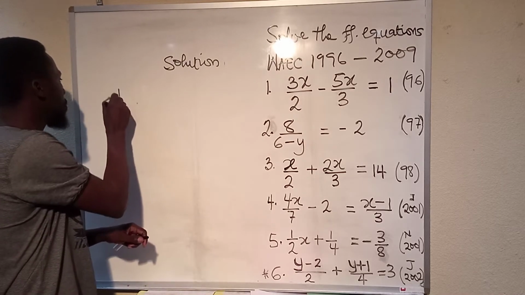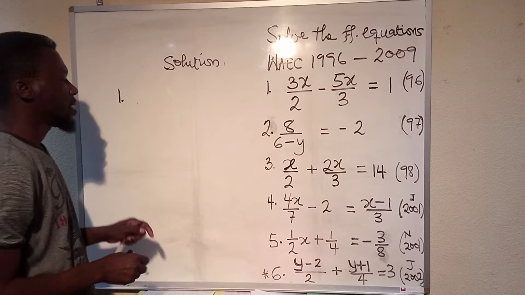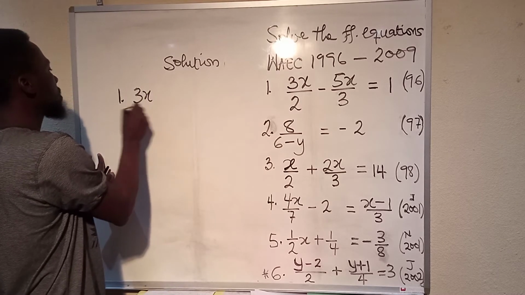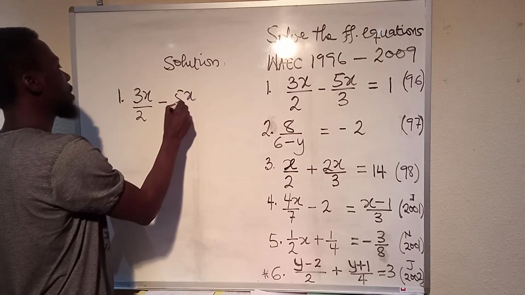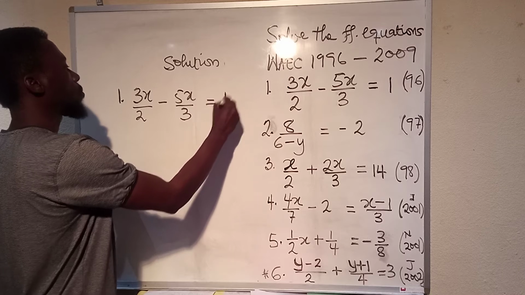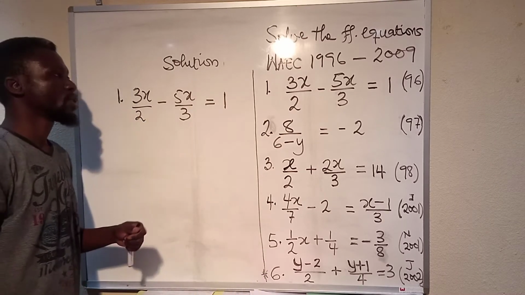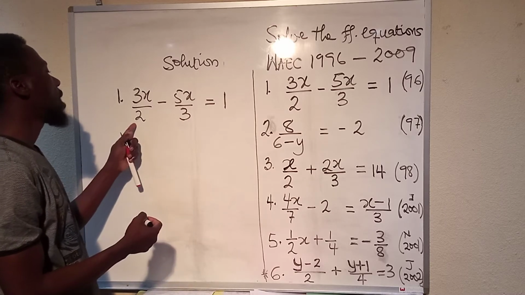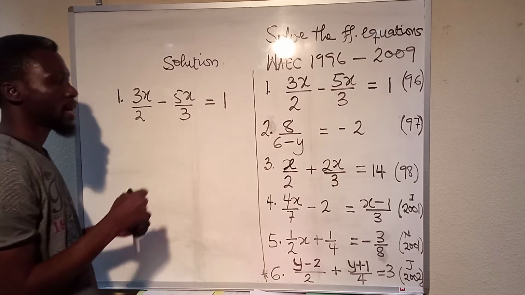So the one we shall call question 1 is from 1996. In 1996, we were given the question 3x over 2 minus 5x all over 3, this is equal to 1. Now, this is a very simple equation involving fractions. So what are we going to do? We are going to look for the LCM of 2 and 3 and multiply through by the LCM.